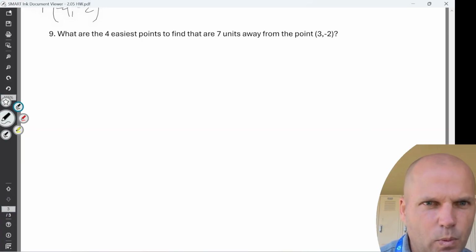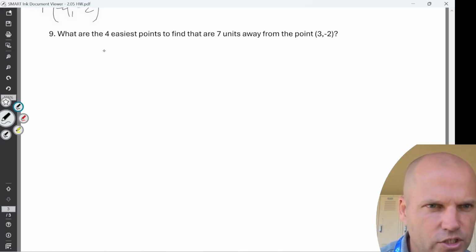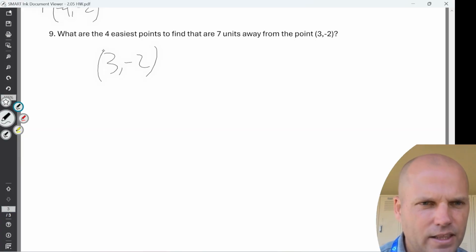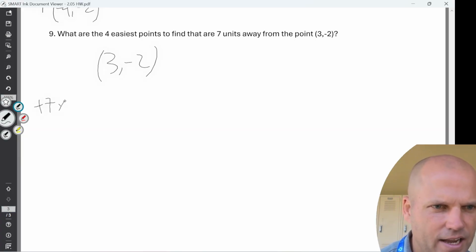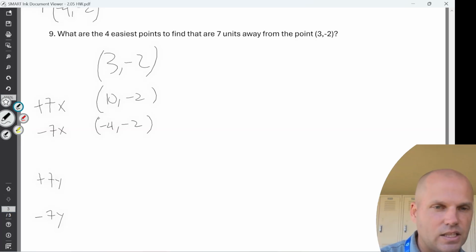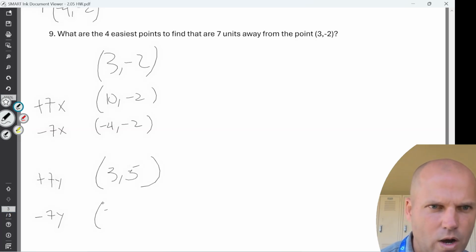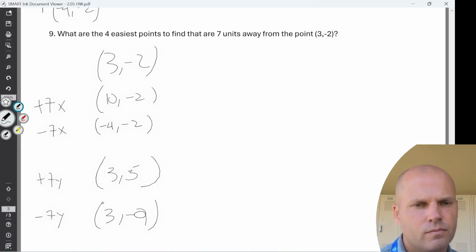What are the 4 easiest points to find that are 7 units away from the point (3, -2)? So let's just start with (3, -2), and let's just add 7 to the x, subtract 7 from the x, add 7 to the y, subtract 7 from the y. So add 7 to the x, I get (10, -2), subtract 7 from the x, I'll get (-4, -2). This is the right and the left 7. Add 7 to the y, I'll get (3, 5). Subtract 7 from the y, I'll get (3, -9).